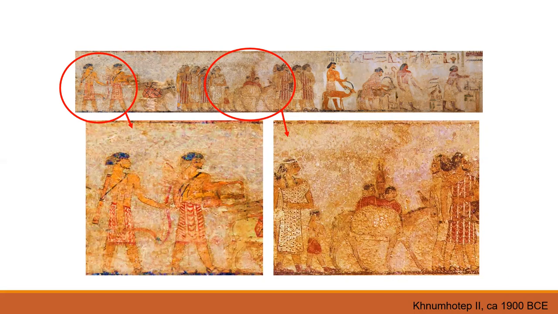Inscriptions found at Serabit el-Khadim on the Sinai trade route suggest Egyptians were also using locals in mining expeditions. At the tomb of Khnumhotep II, this image is from that tomb, who was believed to have been in charge of prospecting mining activities. His tomb depicts a procession of Asiatic families, potentially traveling to Egypt.